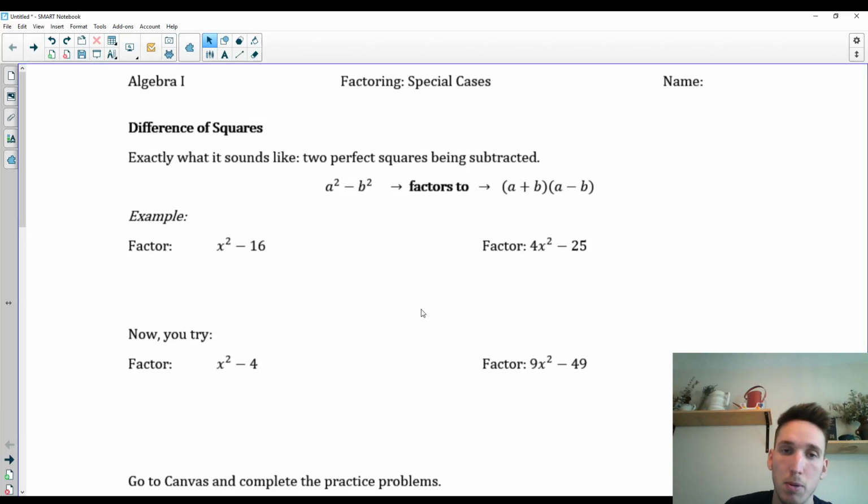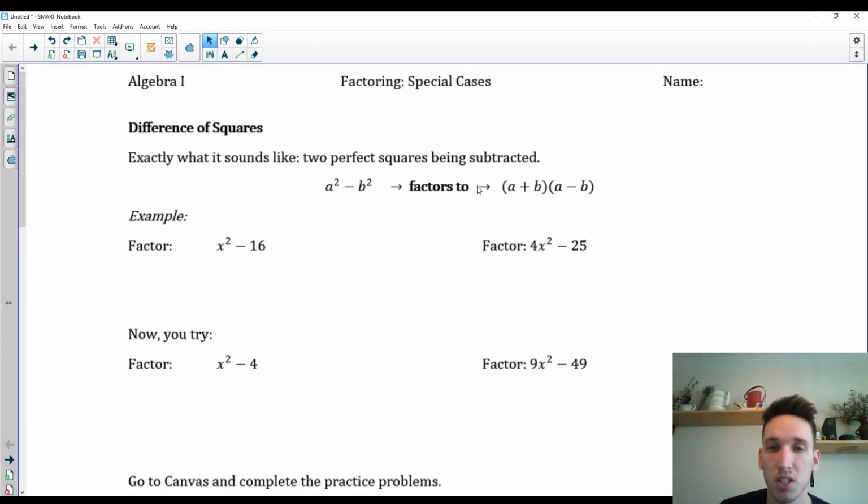Today, to be honest, should be pretty easy for us. We're going to learn about a special case when we're factoring called difference of squares. And it's going to be exactly what it sounds like. You've got two perfect squares being subtracted, right? In math, whenever we say difference, we're talking about subtraction. And we're subtracting two perfect squares, right? A squared and B squared.